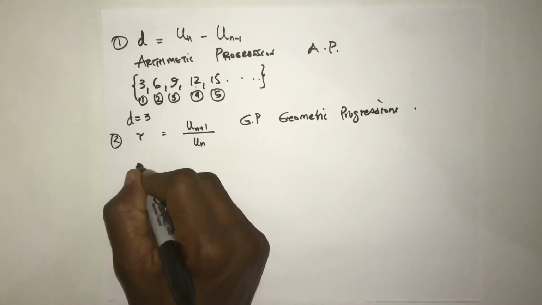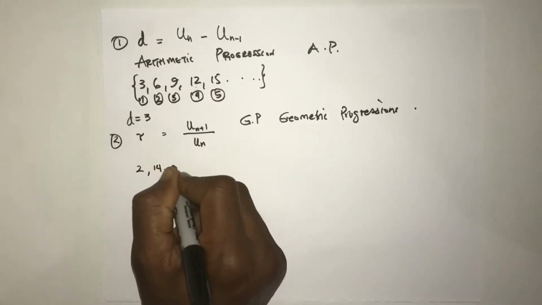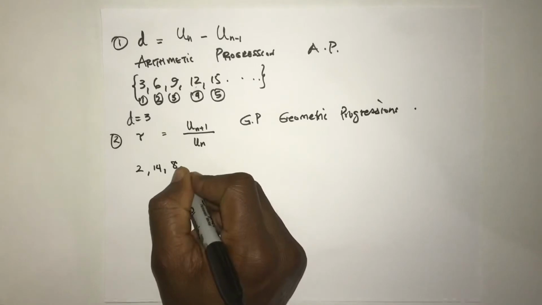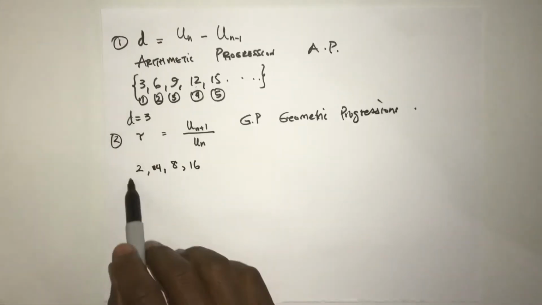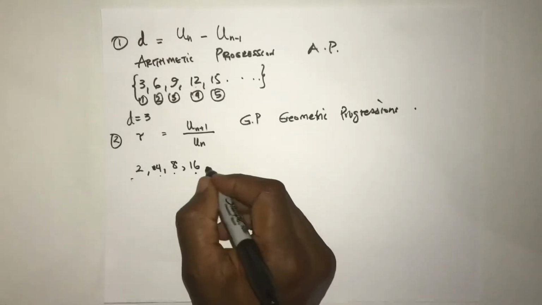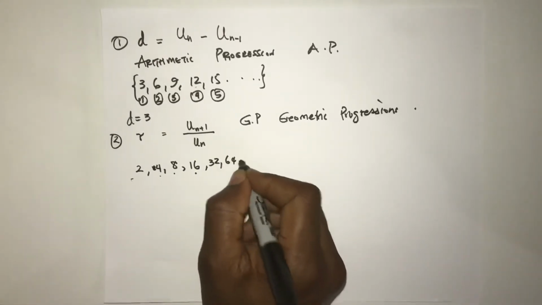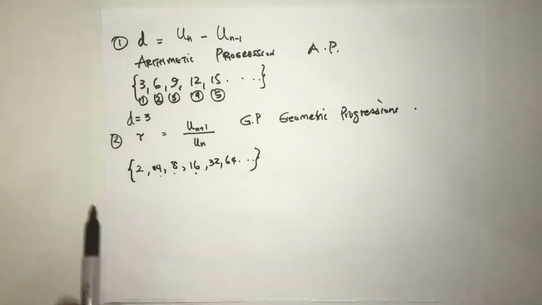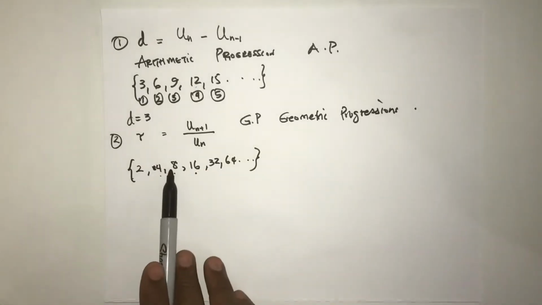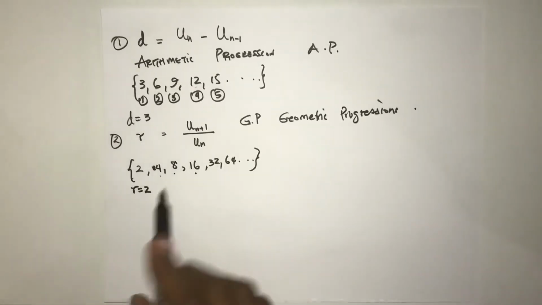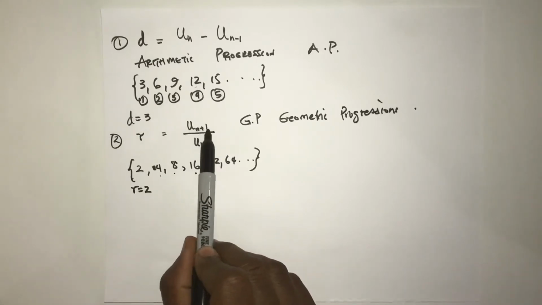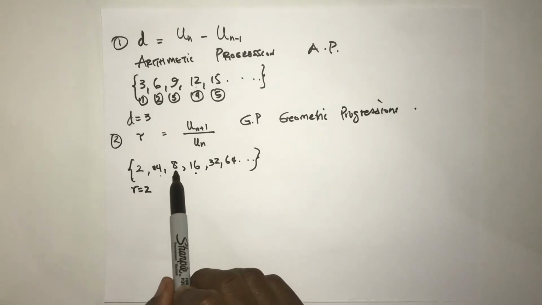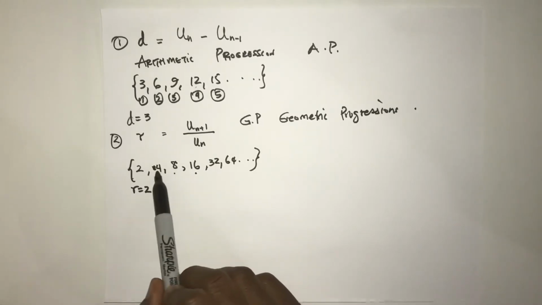Example, let us consider this sequence: 2, 4, 8, 16. Then the next would be 32, 64, and so on. Just by looking at it, 2, 4, 8, we can realize that the common ratio is 2. In relation to the formula, if we were to use the second term, this would be U_(2+1), which is U3: the third term divided by the second term, and 8 divided by 4 is 2.